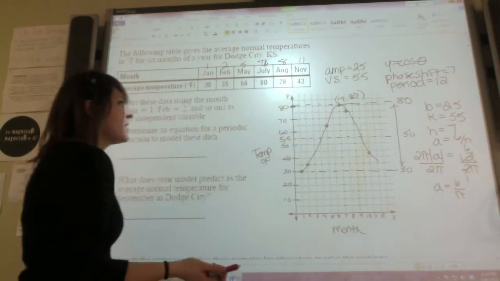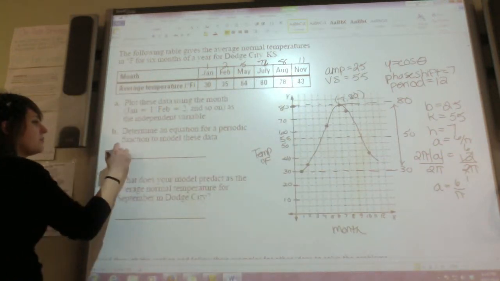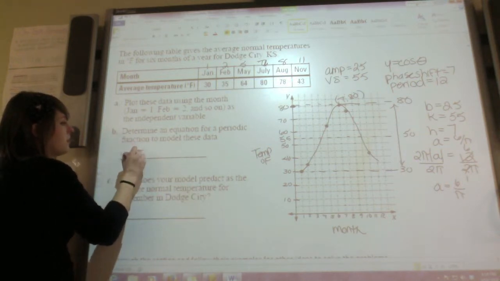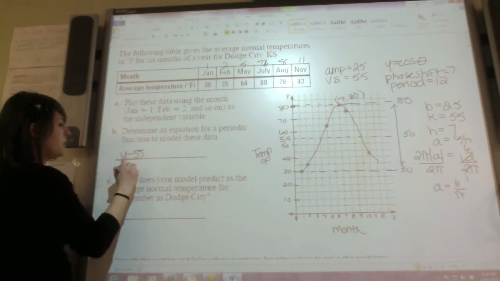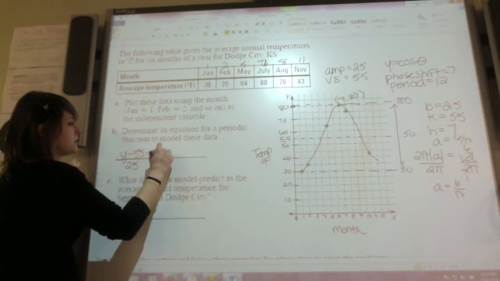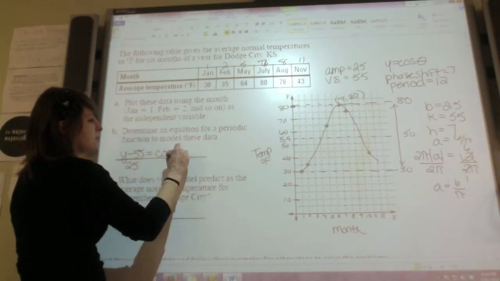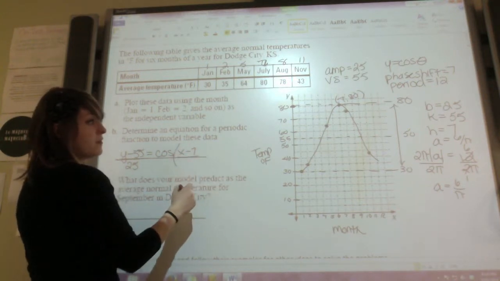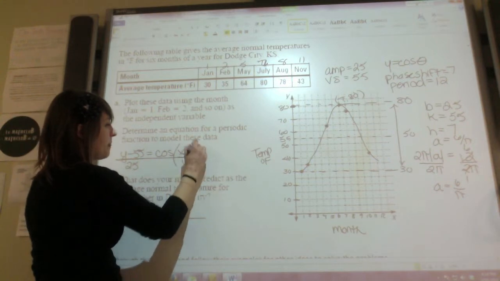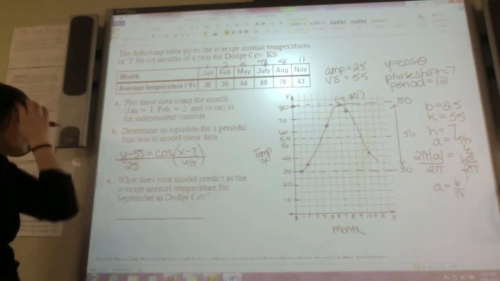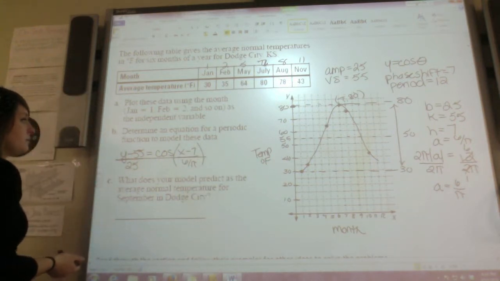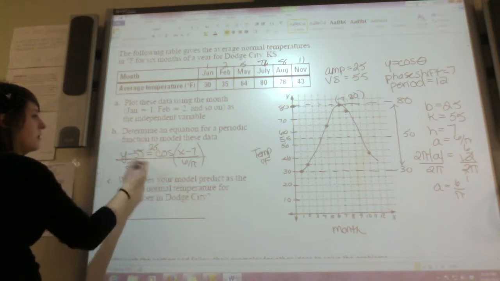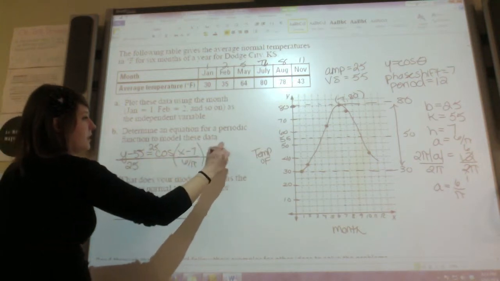Okay, so now I have my A, B, H, and K values, and I can write my equation. I'm going to say y minus K, which is 55, over B, which is 25, equals the cosine of x minus h, which was 7, over my A value, which is 6 over pi. And I'm just going to simplify that down so that it looks a little nicer. If I move this 25 over, it can go here. If I add this 55, it can go here.